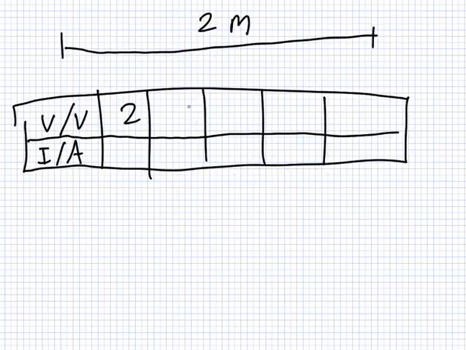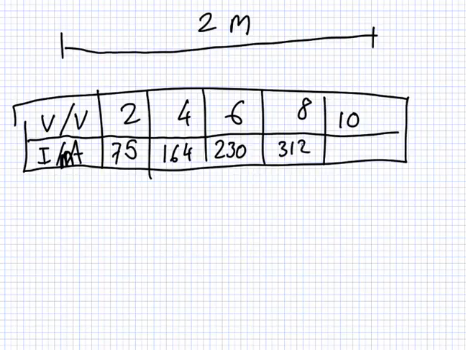So the voltage we increase: 2, 4, 6, 8, 10. So we have some way of increasing the voltage. We could use, like what we did in Ohm's law, a variable resistor, it doesn't matter. And then we measure different currents. I'm going to do this in milliamps, by the way. Can you change that in your table to milliamps? So 75 milliamps, 164 milliamps, 230 milliamps, 312 milliamps, and then 418 milliamps.